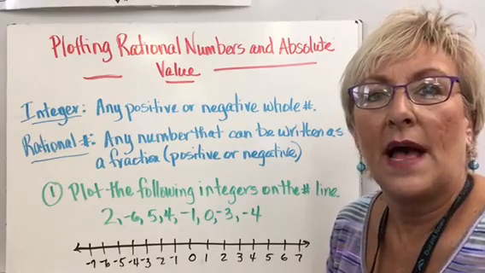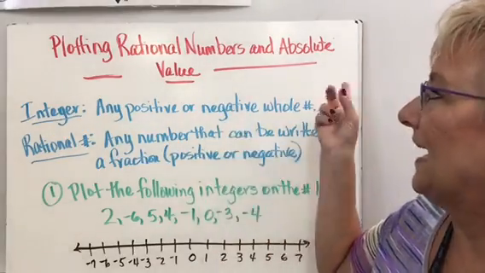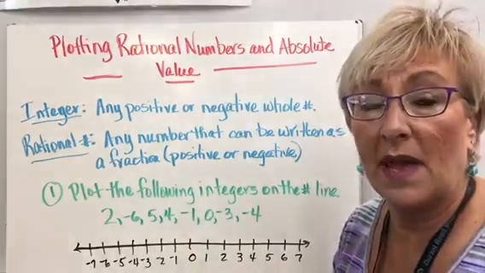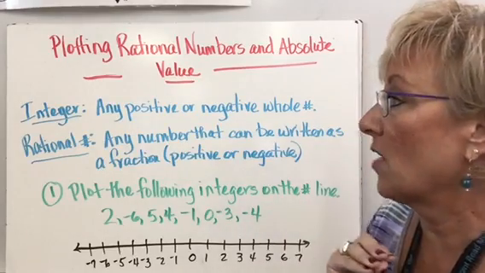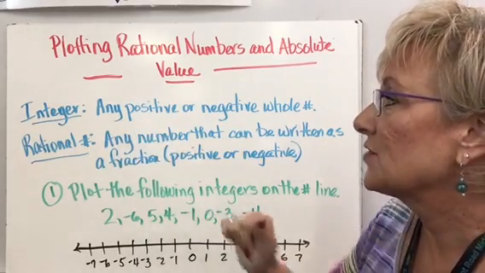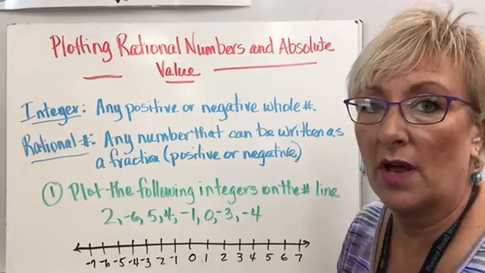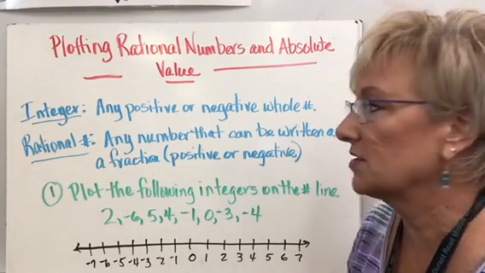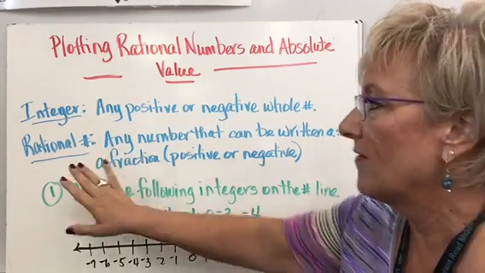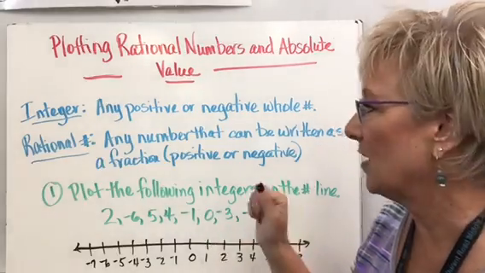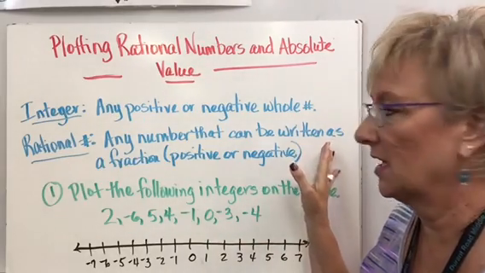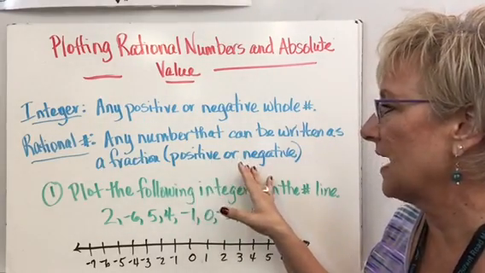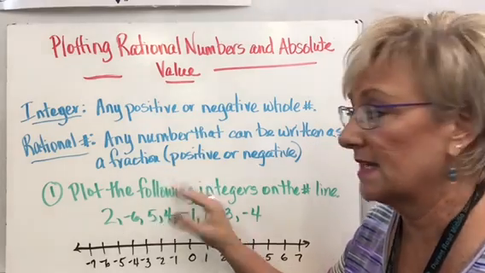We're going to be talking about plotting rational numbers and absolute value. We've already gone over some absolute value, but we're just going to go right over it quickly today. Integers are any positive or negative whole number. We know that. It does not include fractions or decimals. However, a rational number is any number that can be written as a fraction. This means that they are positive or negative, and it can be a fraction or a decimal.